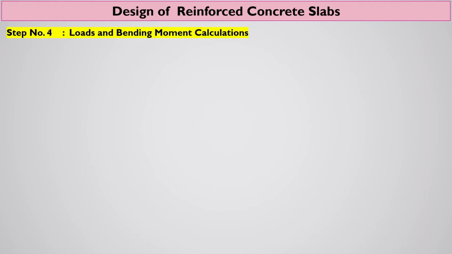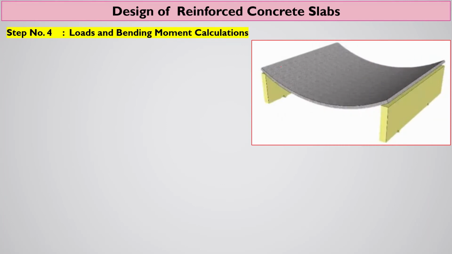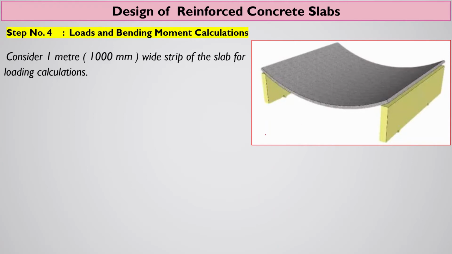Now step number 4, how to calculate loads and bending moments. So let us discuss. Again we are talking about the one-way type of slab design. So we are again considering a 1 meter or 1000 millimeter wide strip of the slab for loading calculation. So this is the strip which has a width of 1 meter. This strip we are going to design, and whatever reinforcement we work out will be provided throughout the slab.